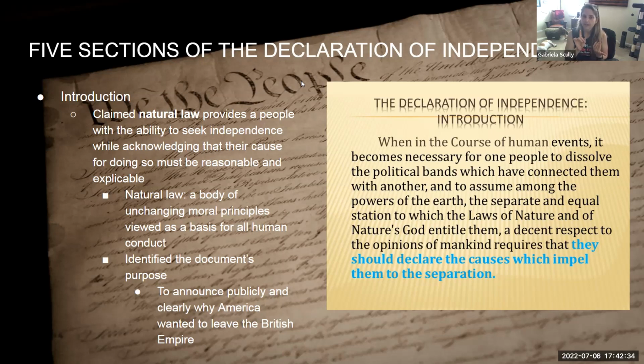Notice it doesn't say God, it says nature's God, nature and nature's God, the laws of nature. In other words, these guys were not promoting a particular religion. They're like, look, we deserve the right to tell you what we need, but we have to declare the causes of what's making us do this. So that's the introduction. This is why we want to break free.